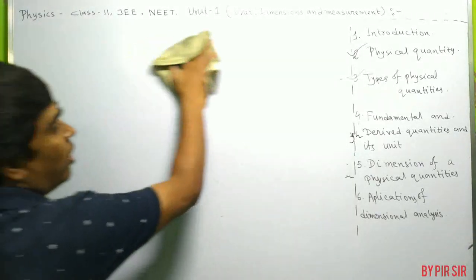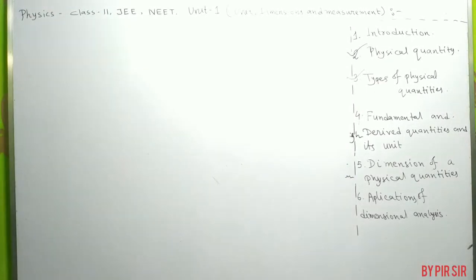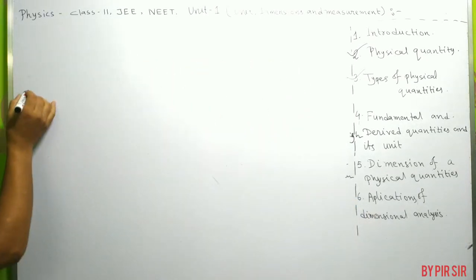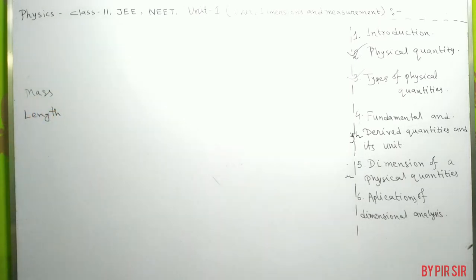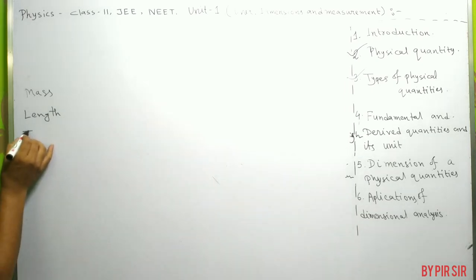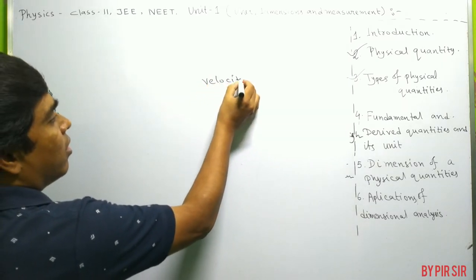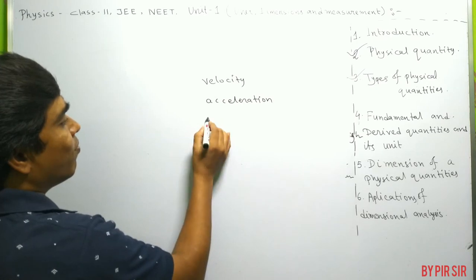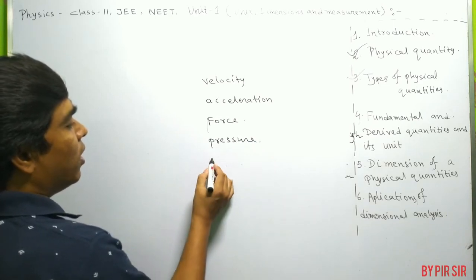Now I have completed the types of physical quantities. Now, apart from various physical quantities, there are some quantities which are independent of each other. Say mass, length, time, velocity, acceleration, force, pressure, work done.